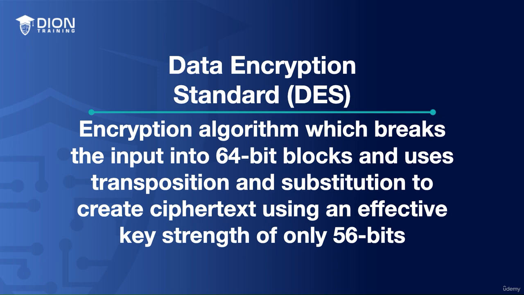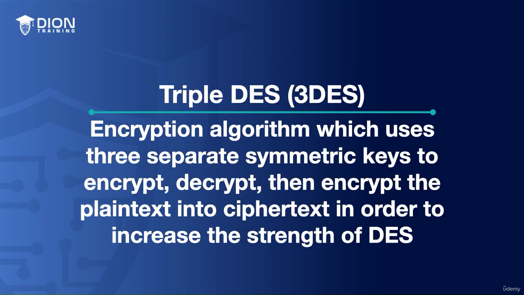Now, DES was heavily used all the way back in the 1970s, and it was used all the way up until the early 2000s. With DES, each message is going to be broken up into 64-bit blocks and then pushed through 16 rounds of transposition and substitution to create the final ciphertext. Now, because of DES's weakness and its key size, a modified version of it, known as triple DES, which is written as 3DES, was also created.